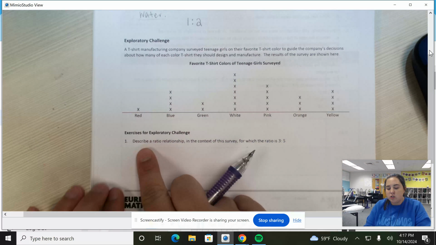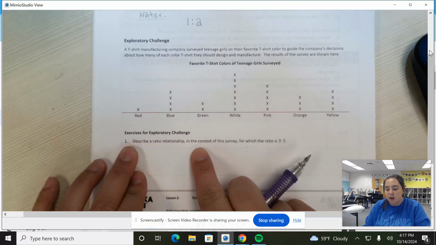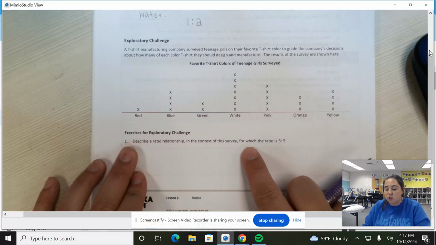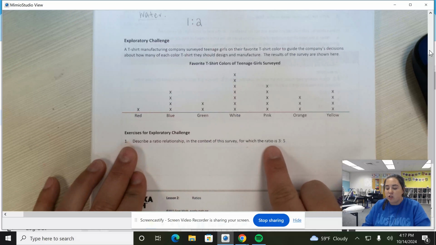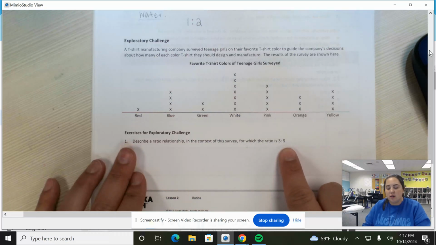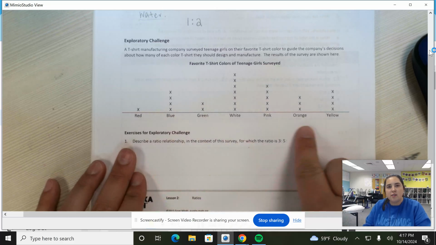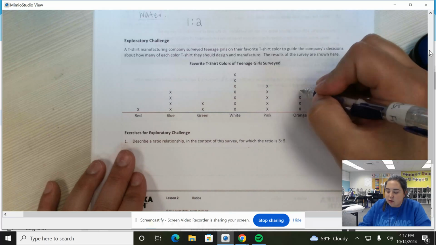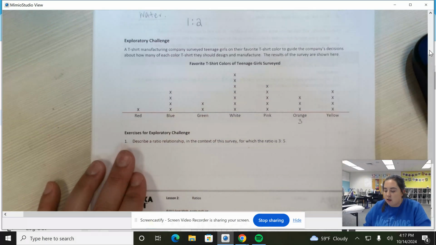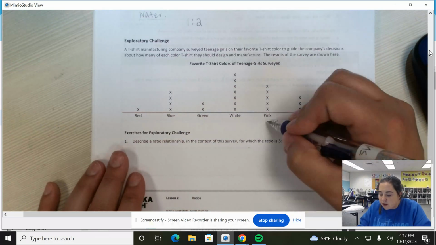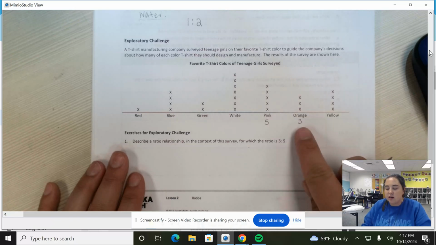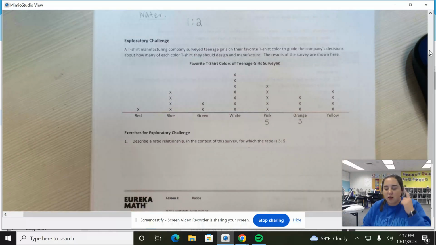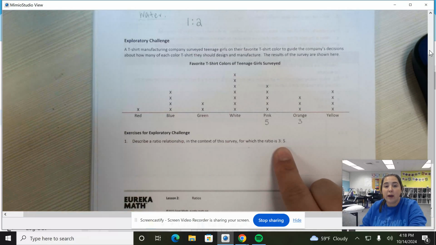So to start with, describe a ratio relationship in the context of the survey for which the ratio is 3 to 5. So here's what I'm looking at. I know I have a 3 and a 5. Which of these use those numbers, 3 or 5? Oh, I see this one. Orange is 3. And which one's 5? Oh, pink. So here's where my 3 and 5 come in. Think about the order, because remember the order matters.